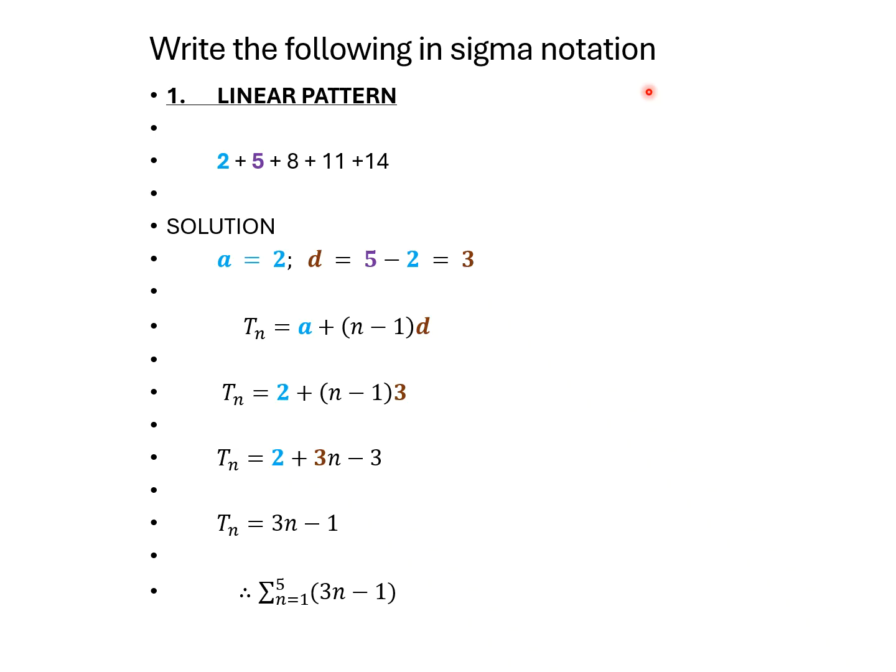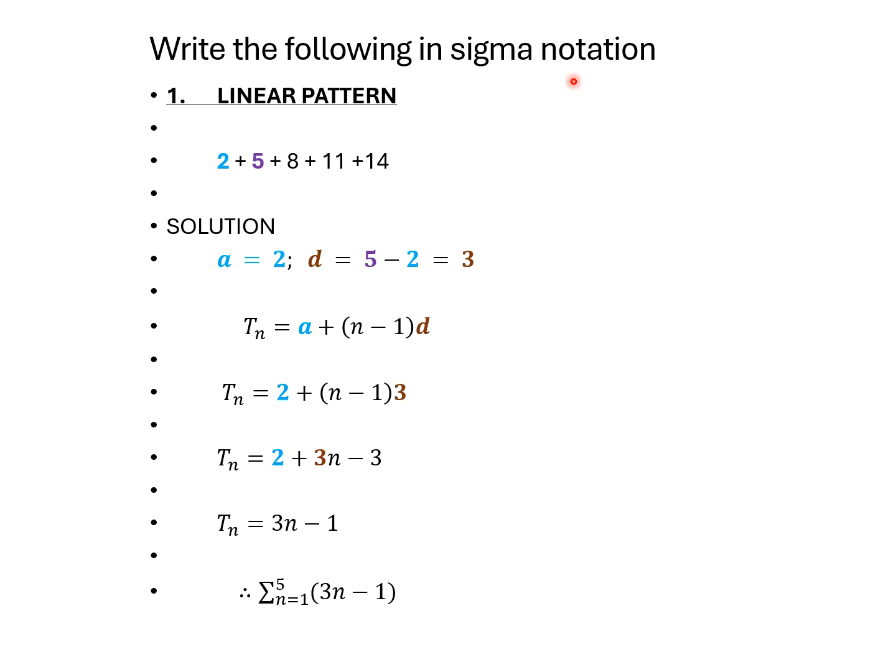So, writing the following in sigma notation. Number one, we have a linear pattern: 2 plus 5 plus 8 plus 11 plus 14. If I say 5 minus 2, I get 3. 8 minus 5 gives me 3. 11 minus 8, 3, etc. So it has a common difference. Therefore, I know it's a linear pattern. So my A value there is 2, and D, 5 minus 2, gives me 3.